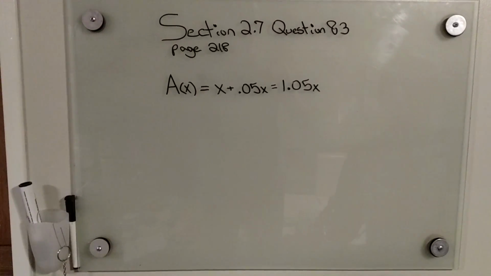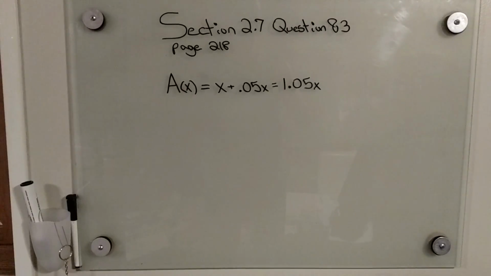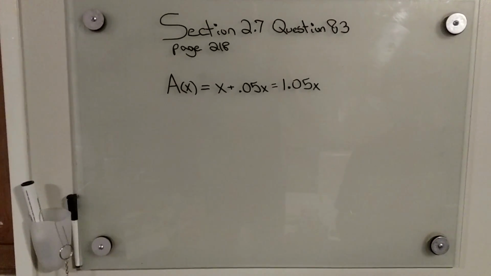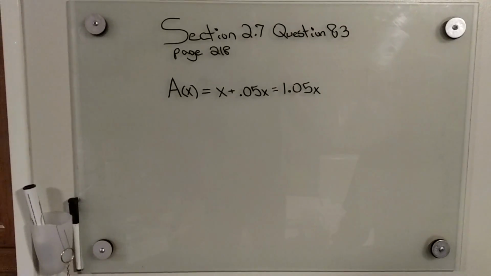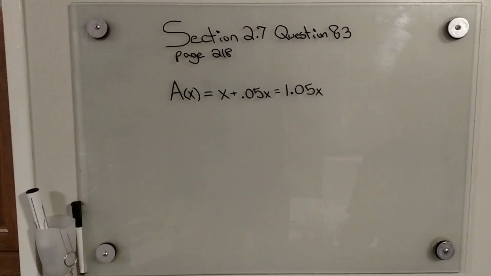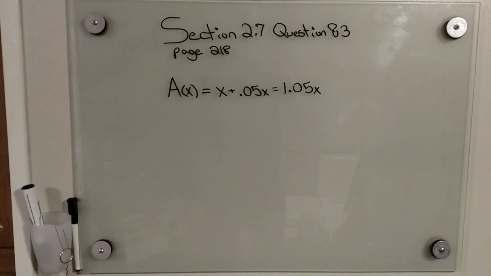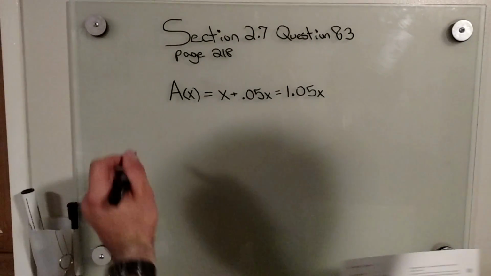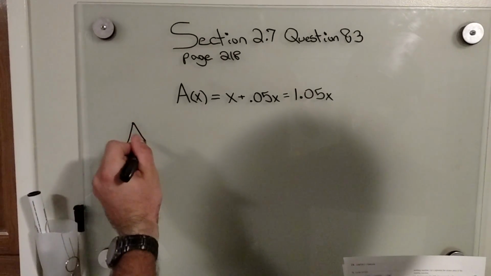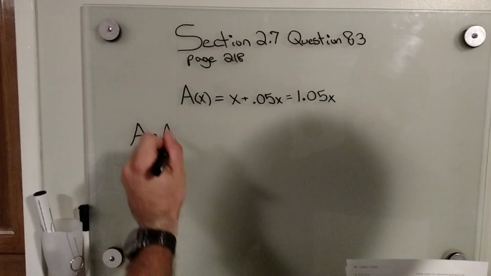And we're asked to find multiple compositions of A. And then we're asked, what do these compositions represent? And then we're asked to find a formula for what we get when we compose n copies of A. So what we'll start off with is A composed of A.